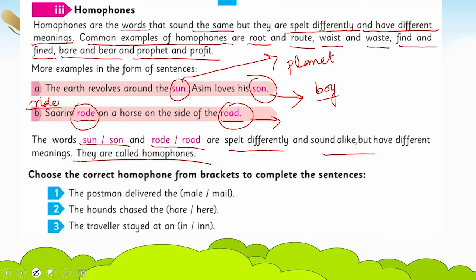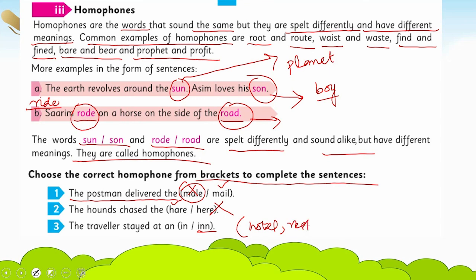Now choose the correct homophone from the brackets and complete the sentences. This is very easy. The postman delivered the what? Mail. So this one is right, because male, M-A-L-E, is wrong. The hounds chased the hare. So here, this one is right and this one is incorrect. The traveler stayed at an inn. Here, this inn is mentioning a hotel or a restaurant. So this is the right answer.